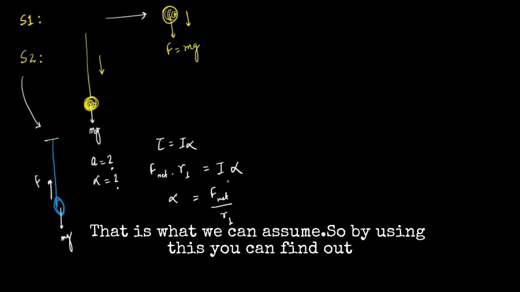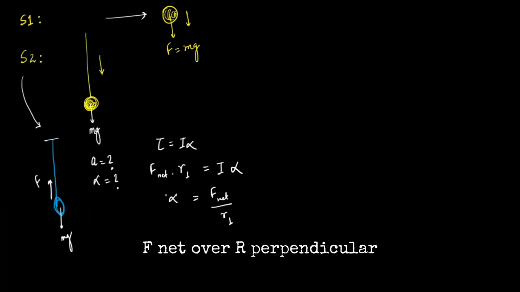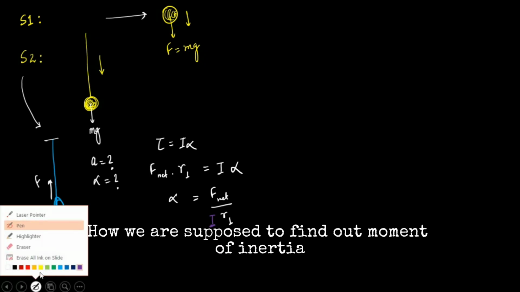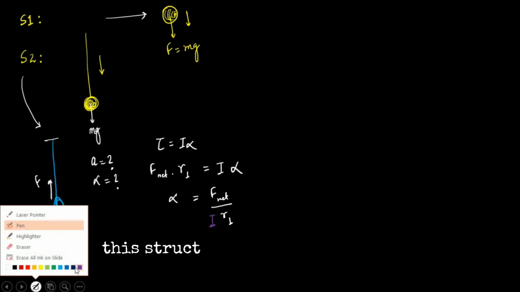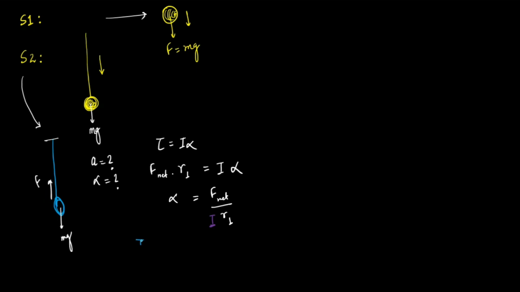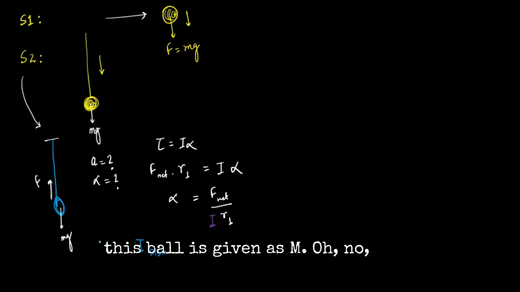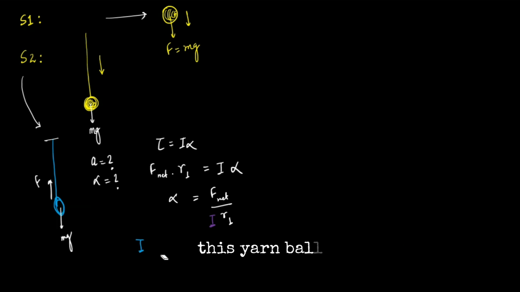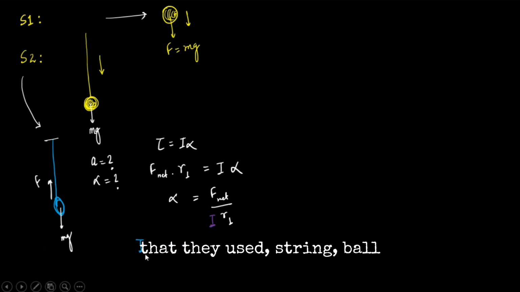So by using this, you can find out F net over R perpendicular times I. I is what? Moment of inertia. How are we supposed to find the moment of inertia? If you just look at this structure, it is nothing more than a disk. The mass of the disk, or you can say the mass of this ball, is given as m. It's like a yarn ball, half m r squared, no? Is it given that they used the word string ball in the question?